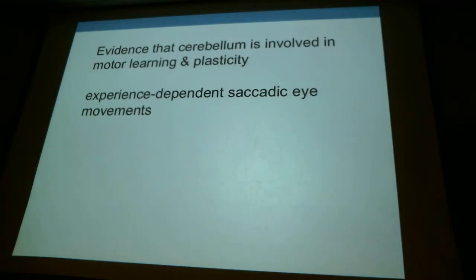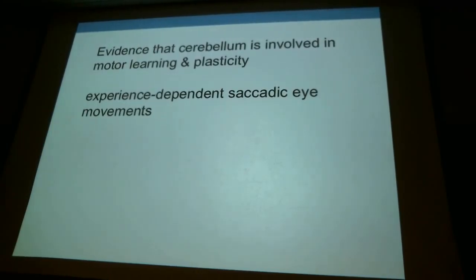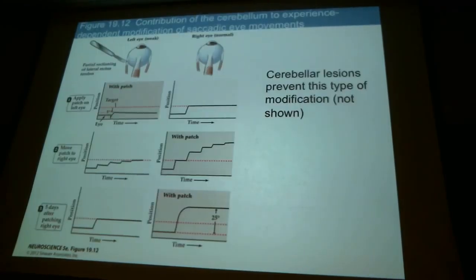Okay. So what's the evidence that the cerebellum is involved in motor learning and plasticity? And we're going to look at a specific example. And hang with me. We're going to get through this in 5 minutes. Okay? But you got to kind of stay focused. Okay. So the idea is that we're going to use an experience-dependent plasticity of saccadic eye movement.